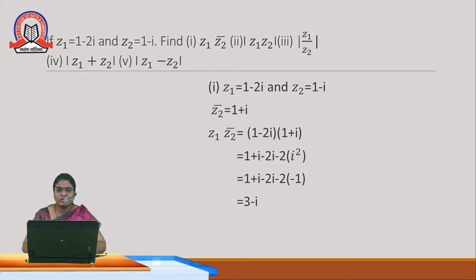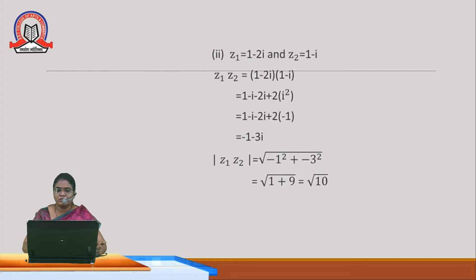So the conjugate, z2 bar, is equal to 1 plus i. Multiplying 1 minus 2i into 1 plus i, we will get 1 plus i minus 2i minus 2i square. That is 1 plus i minus 2i minus 2 into minus 1. Adding the real part 1 and the last term, minus 2 into minus 1 is plus 2, we will get 3. Plus i minus 2i is minus i. So the answer is 3 minus i.